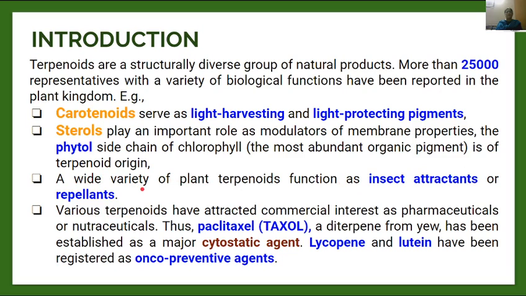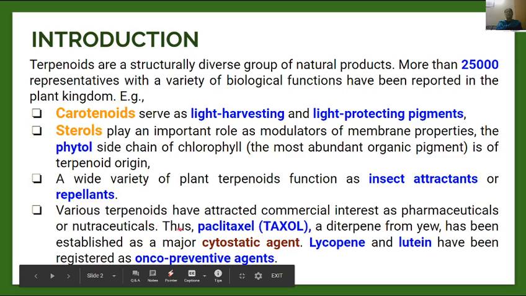They are also terpenoids. Other terpenoids have attracted commercial interest as pharmaceuticals or nutraceuticals, like paclitaxel, commonly known as Taxol. It is a diterpene obtained from the yew plant, and it is established as a major cytostatic agent, or we can say anti-cancer agent. Lycopene, which is obtained from tomato, and lutein have also been registered as oncopreventive agents.